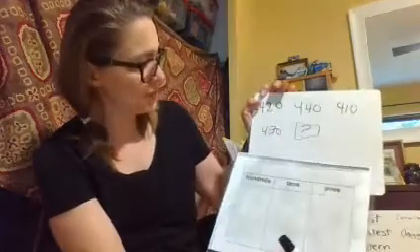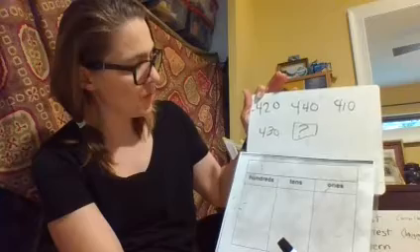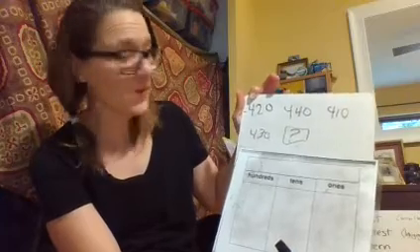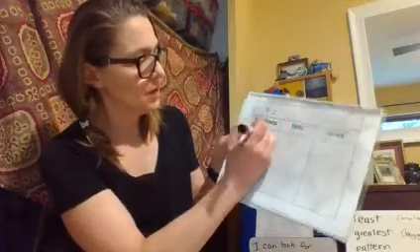Which place value do we have to go to? Well, we have 420, 440, 410, and 430, and those are all in the 400s. So the hundreds are all the same. They're all equal.